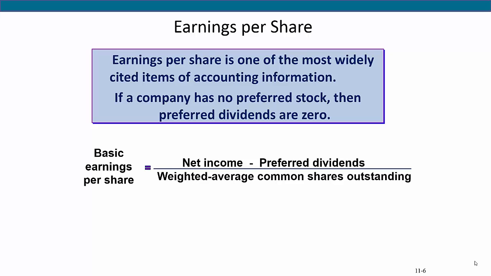The income statement reports earnings per share, also called EPS or net income per share, which is the amount of income earned per share of the company's outstanding common stock. The basic earnings per share formula is shown here. It is calculated as net income minus preferred dividends divided by weighted average common shares outstanding. When a company has no preferred stock, then preferred dividends are zero. The weighted average common shares outstanding is measured over the income reporting period, and its computation is explained in advanced courses.